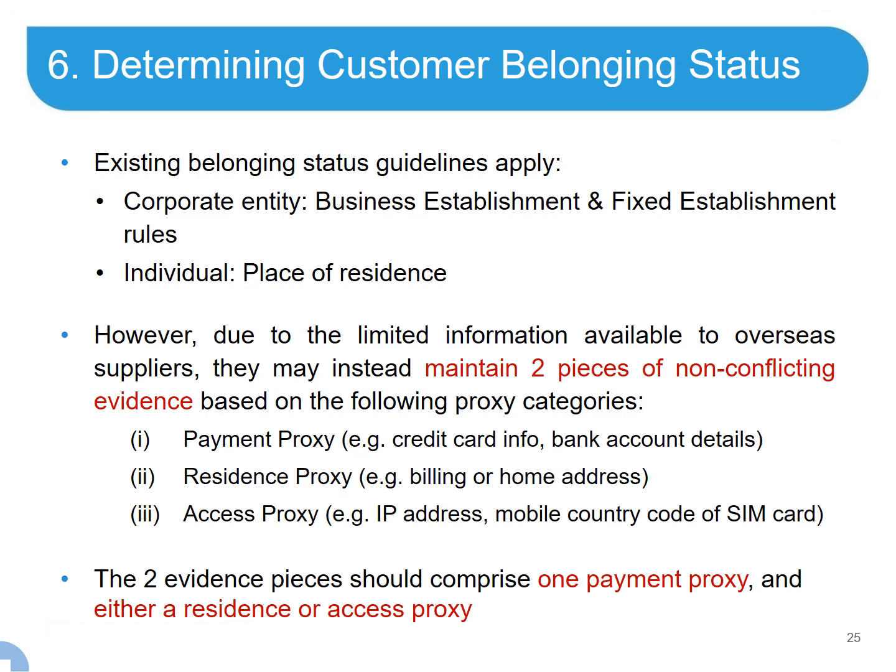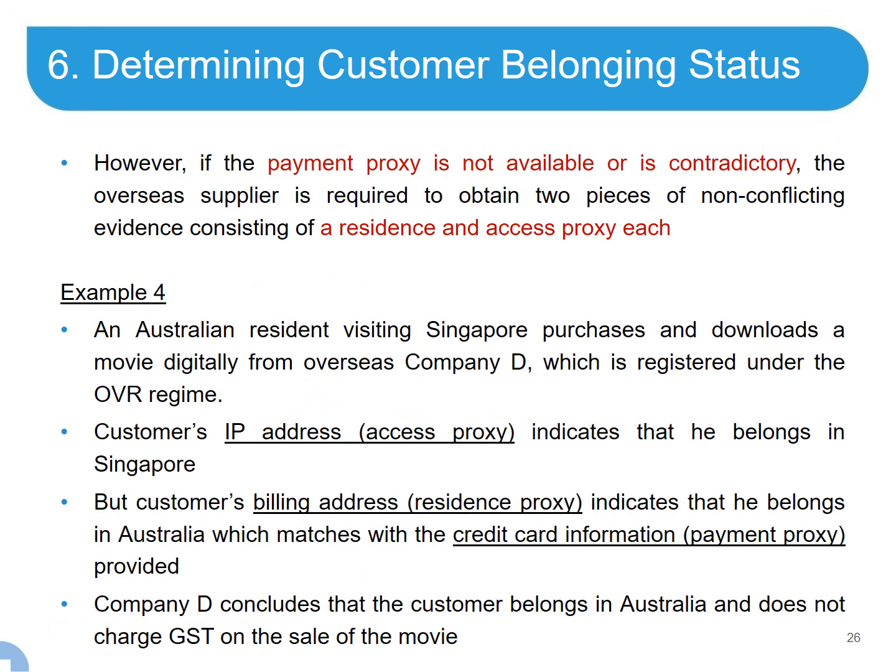Examples of residence proxies include the customer's billing address or residential address. Lastly, examples of access proxies include the customer's IP address or the mobile phone country code if the customer is making the purchase using a mobile phone. As explained in the previous slide, the 2 evidence pieces maintained by overseas suppliers should consist of 1 payment proxy and either a residence or access proxy.